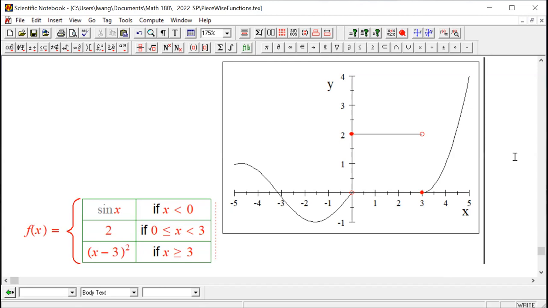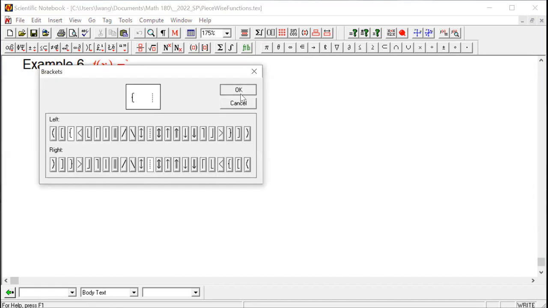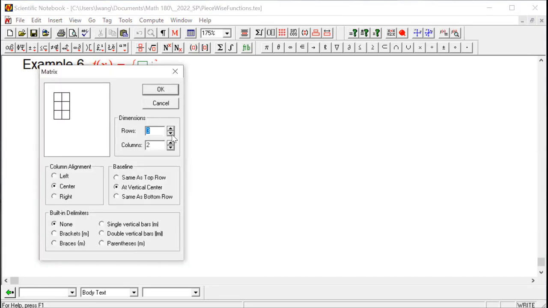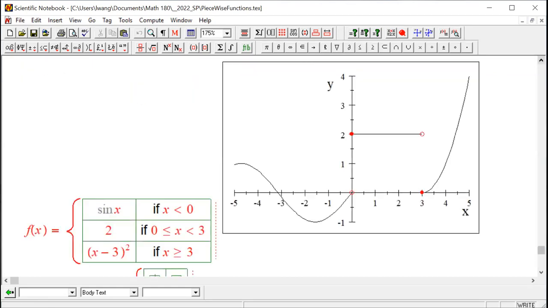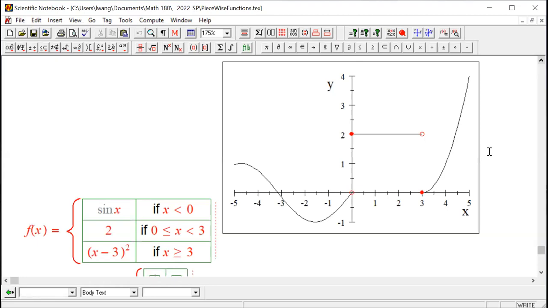Let's do a 2 pieces example. Example 6. This function is a trig function. Actually, I forgot to talk about domain and range for the previous function. I should do it. So let's go back there. Sorry about that. What's the domain and range?